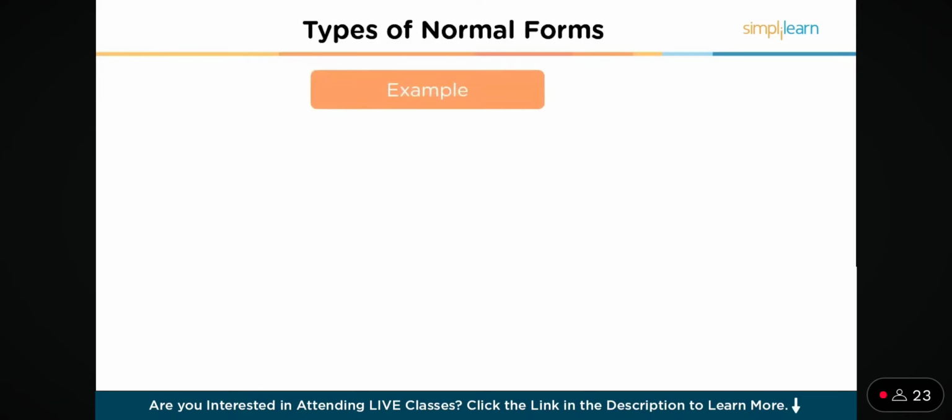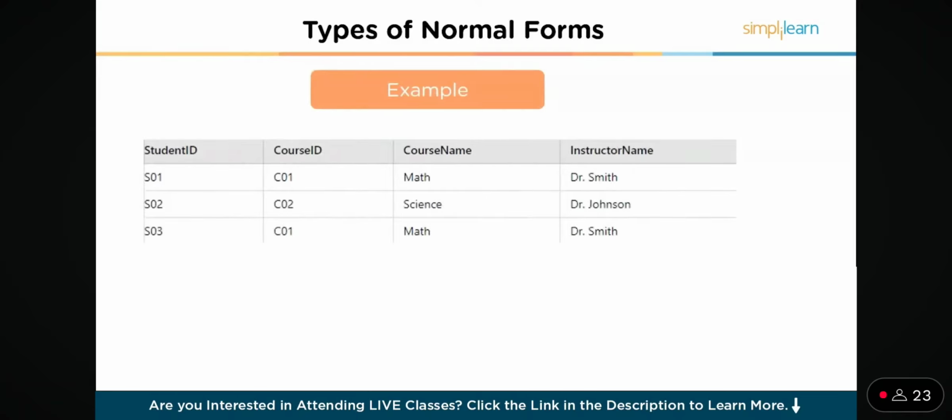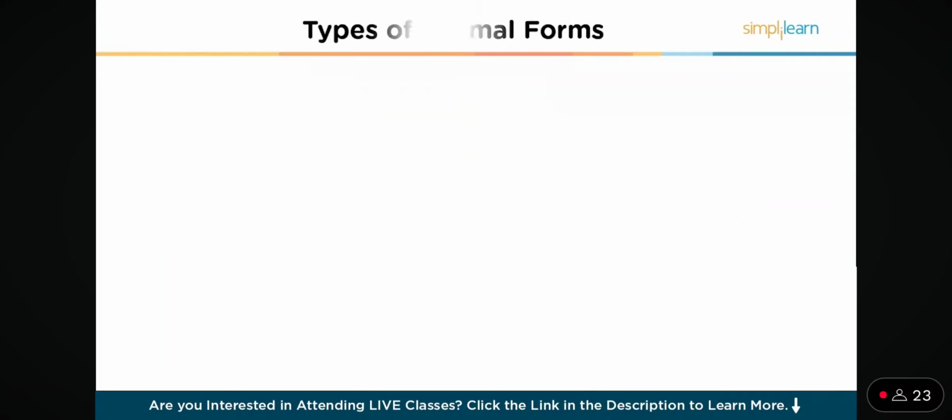Consider the following table that is in 2NF. The problem with this 2NF table is the transitive dependency. The instructor name is dependent on the course name, which is not directly on student ID or course ID, and this violates 3NF. So how do we convert this into 3NF?